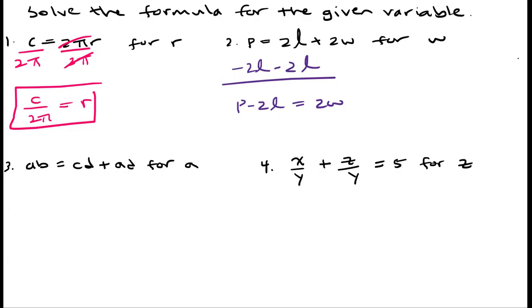So what's the operation happening between 2 and W? They're being multiplied, right? So the opposite is just going to be divide. So divide both sides by 2. Okay? So then that's our answer right there. So W is equal to P minus 2L over 2.